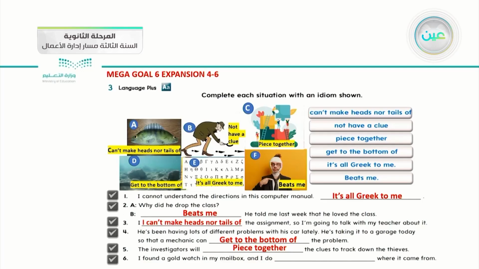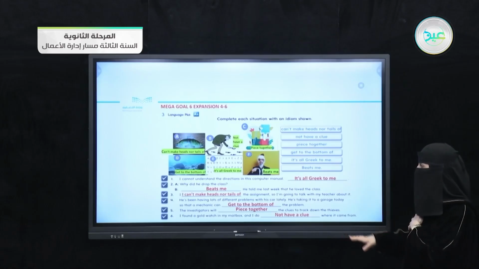Number 6, I found a gold watch in my mailbox, and I do not have a clue where it came from. I do what? What do you think it is? I do not have a clue, because this is something unusual, something they didn't know who sent. We can use "not have a clue" if you don't have any information about the thing that was sent.